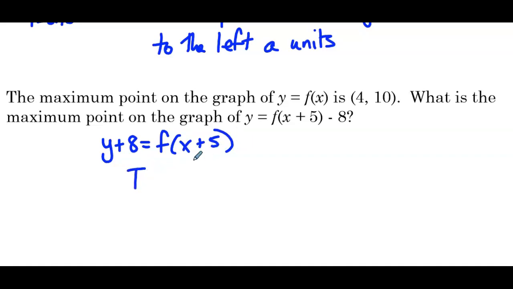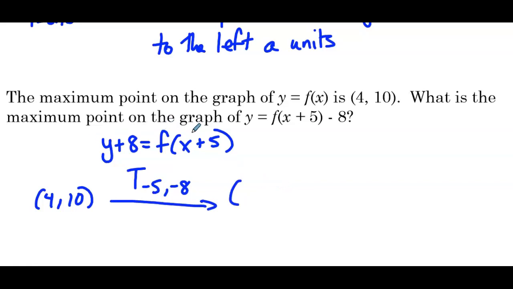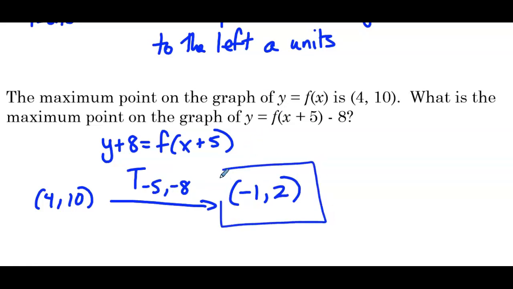So our translation, x plus 5 means we're subtracting 5 from x. y plus 8, subtracting 8 from y. Okay, so then all we have to do is start with that point 4 comma 10, do that translation, and get our new maximum point. Okay, so we'll subtract 5 from the x, so that would be negative 1. Subtract 8 from the y, that's going to be 2. So our new maximum point is the point negative 1, 2.